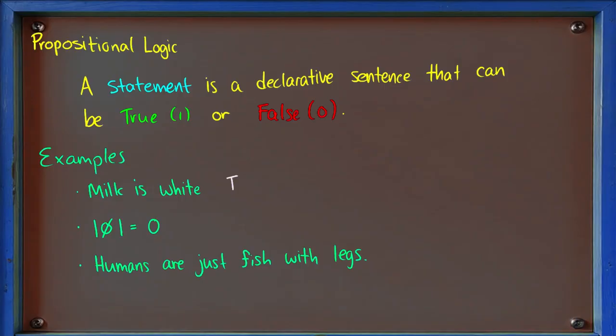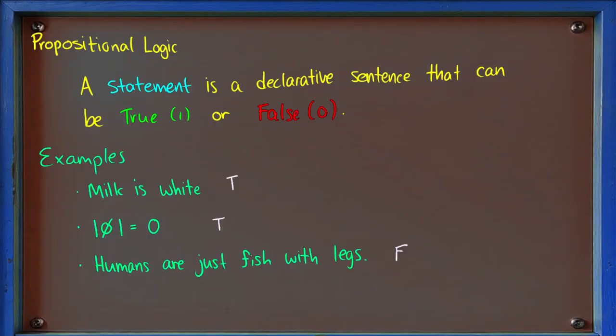Second example, the cardinality of the empty set is equal to 0. That is also true. So that is a statement. It can be true or false. And finally, humans are just fish with legs. Well, that's not true. We are not fish with legs. We're much more than that. So that's false. But the point isn't whether or not these statements are true or false, but rather that they are statements, which means that in propositional logic, we can express them.